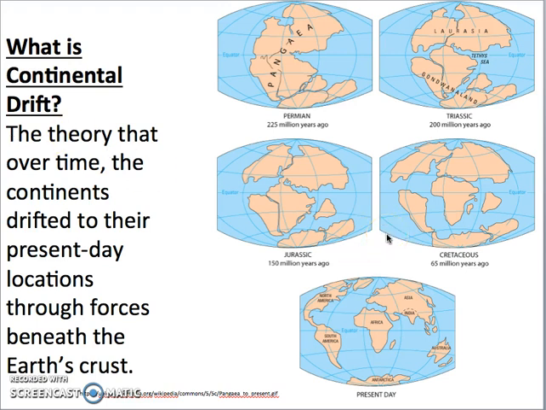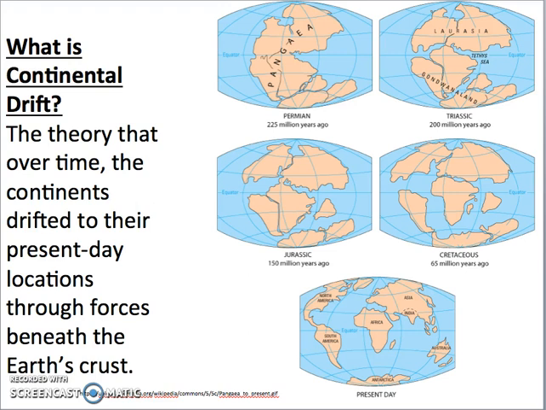It's a theory that the continents have drifted to their present-day locations over millions of years through forces beneath the Earth's crust. So you guys are all probably familiar with the word Pangea, and it's this idea that over time, somehow the continents broke apart and became what it is today. So how does this actually work? And how do we know it actually worked is the big question.